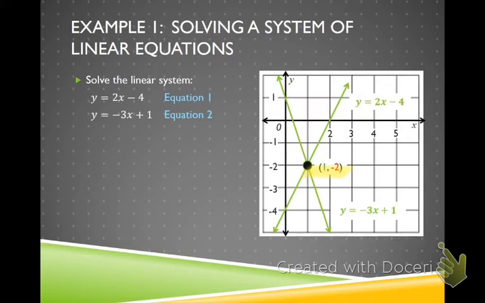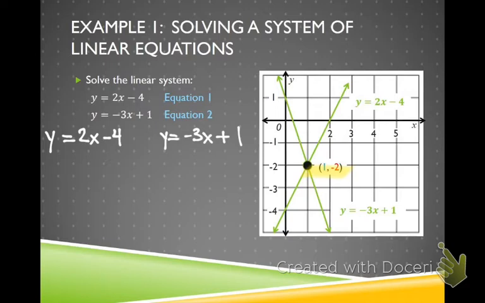Here's what that means. I graphed it to find my solution, and you don't necessarily have to do this extra step on your homework. But it means that when I plug this ordered pair back into the original equations, y equals 2x minus 4 and y equals negative 3x plus 1, if it really is a solution to the system, it will make both sides equal in both equations.